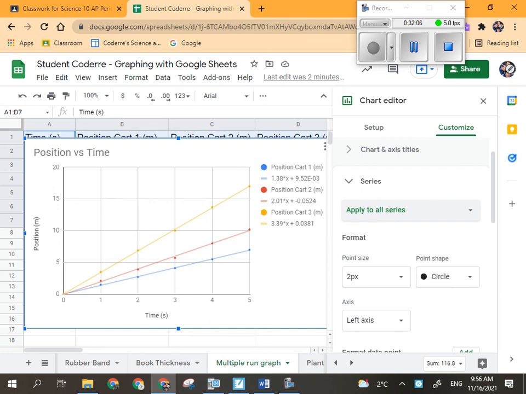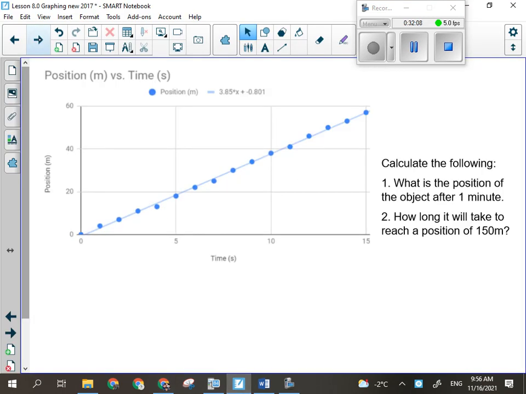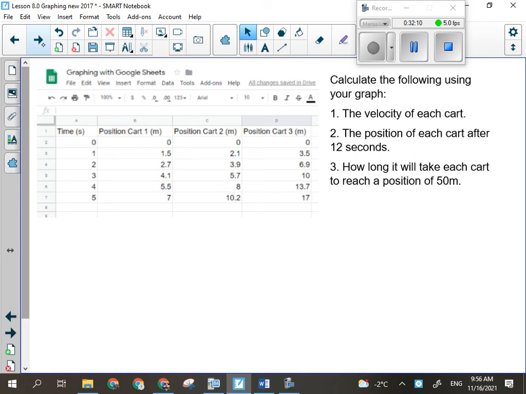So then, we just talked about the velocity of each cart. Agreed? We said it was the slope because that tells us how fast y is changing as a function of x. That's meters per second. Okay. What I would like you guys to try is 2 and 3. Calculate the position of each cart after 12 seconds. And how long it'll take each cart to reach a position of 50 meters.